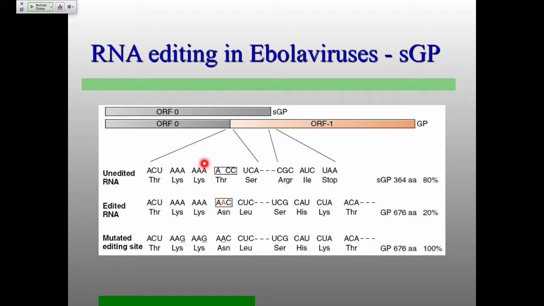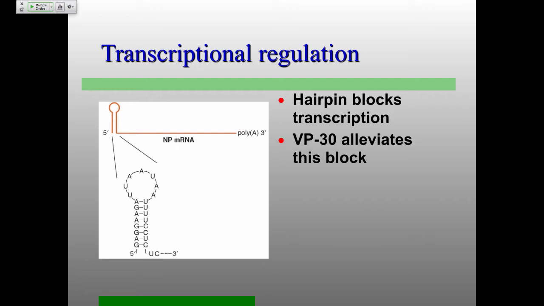And the other thing which is different on a molecular level is this transcriptional regulation. This is a figure from the textbook. The first couple of times I read this, I went, what the heck are you talking about? This is your messenger RNA, and this messenger RNA is blocking transcription? But that looks like it's blocking translation.